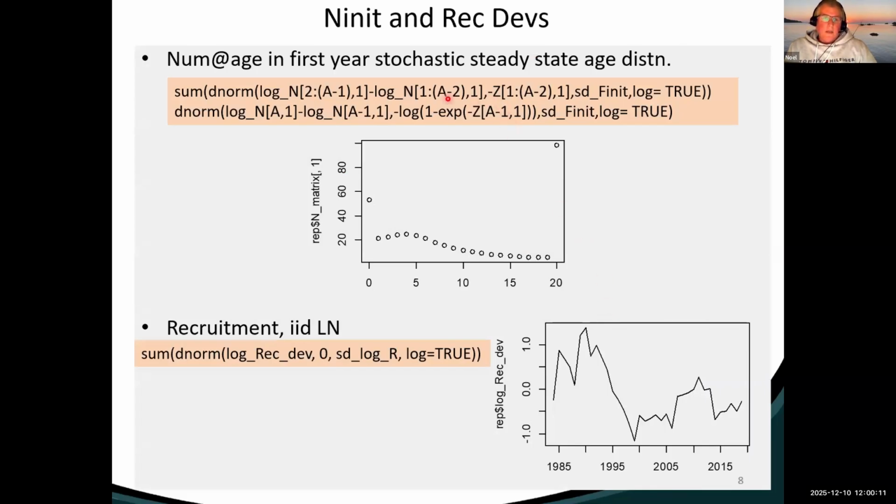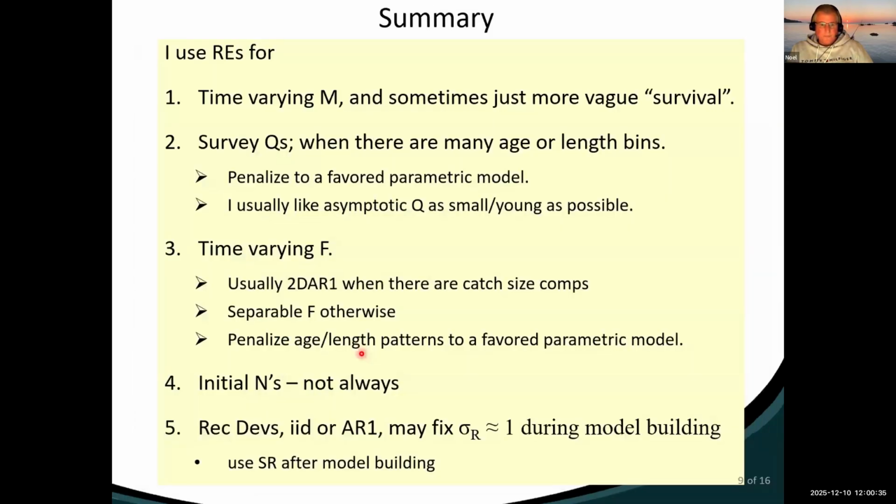And also in that model, we had random effects used for the numbers at age in the first year. They were assumed to follow a stochastic steady state age distribution, and we have recruitment process errors, not just IID errors or deviations for recruitment.